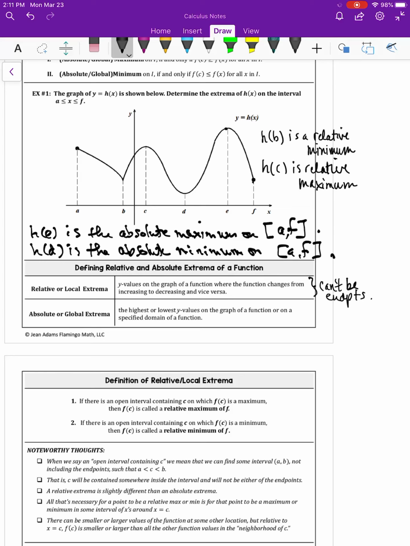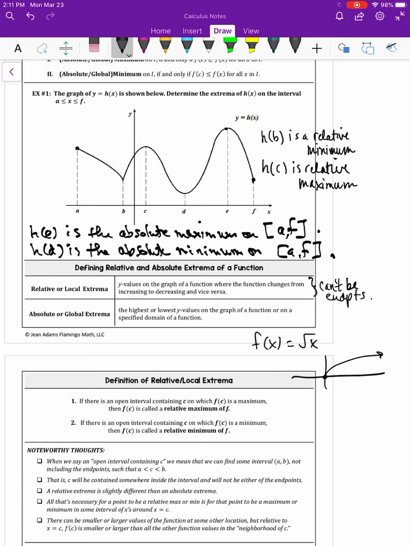Now, if it's the domain, the same holds true, but you would have, like on the domain of f of x equals the square root of x, we have this function, and we do consider that this endpoint is the absolute minimum.